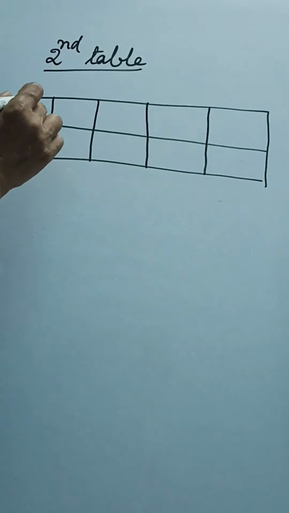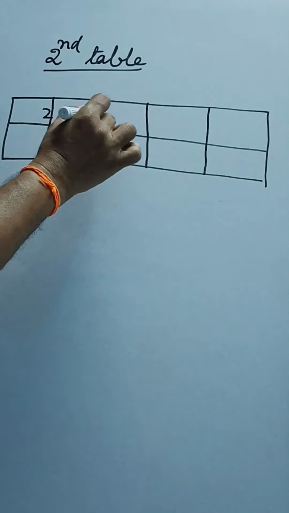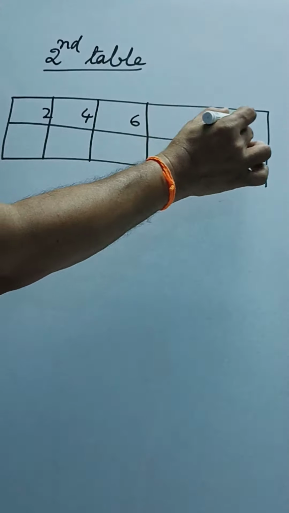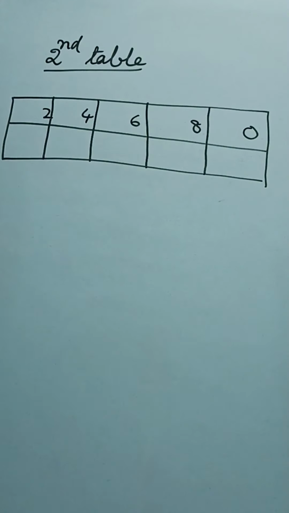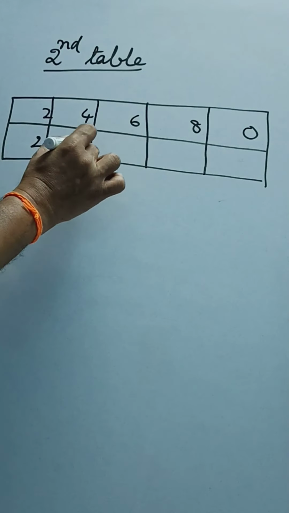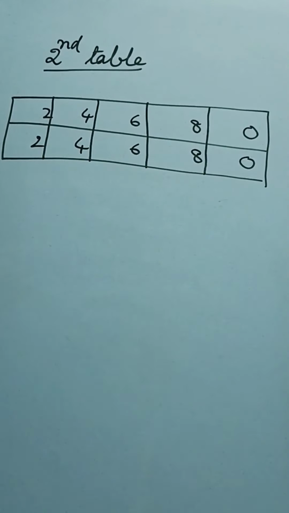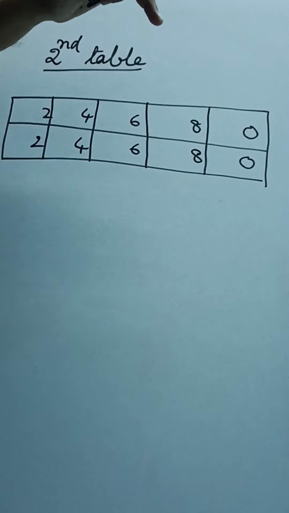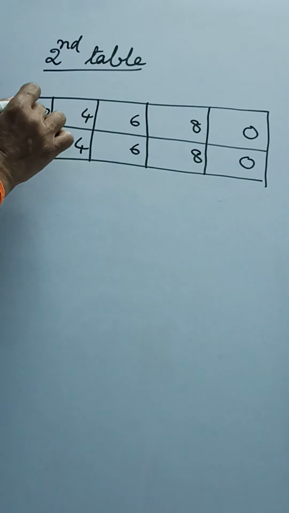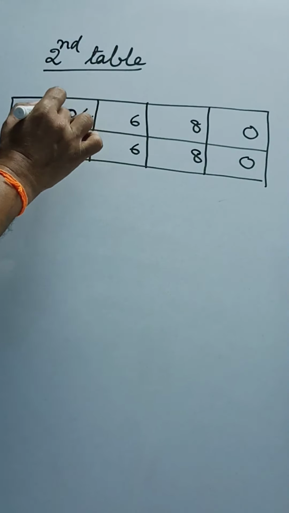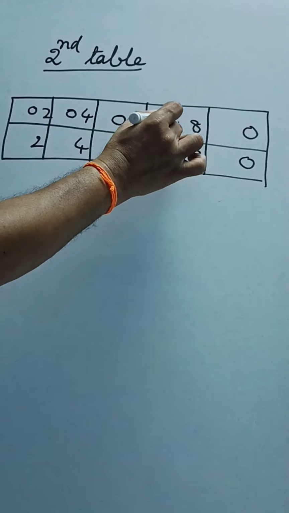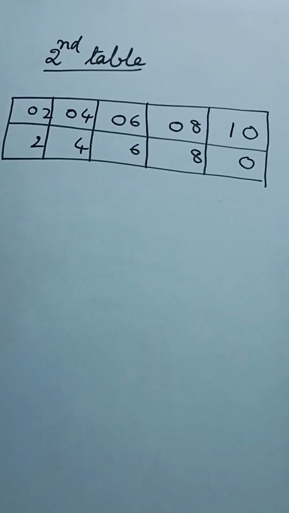The units place I am going to fill with 2, 4, 6, 8 and 0 in the first row. In the second row, also fill with the same numbers: 2, 4, 6, 8 and 0. And I am going to fill the tens places with zeros in the first row except in the last box. So here: 0, 2, 0, 4, 0, 6, 0, 8 and 1, 0.